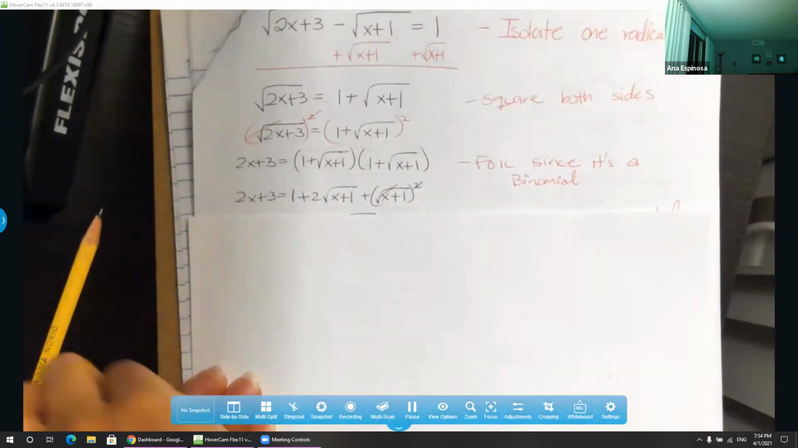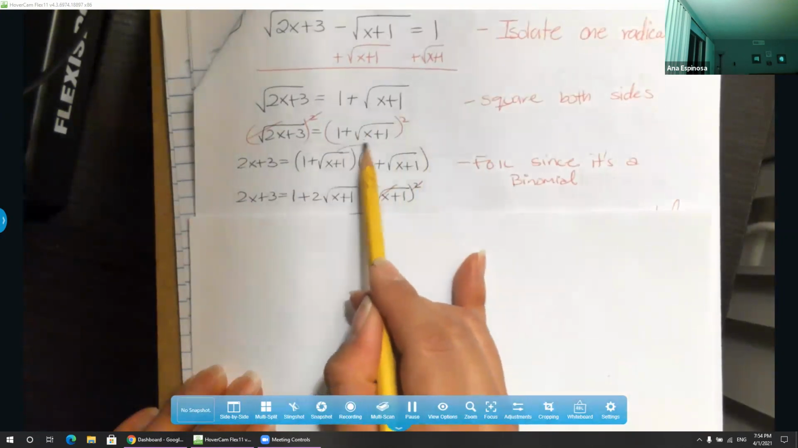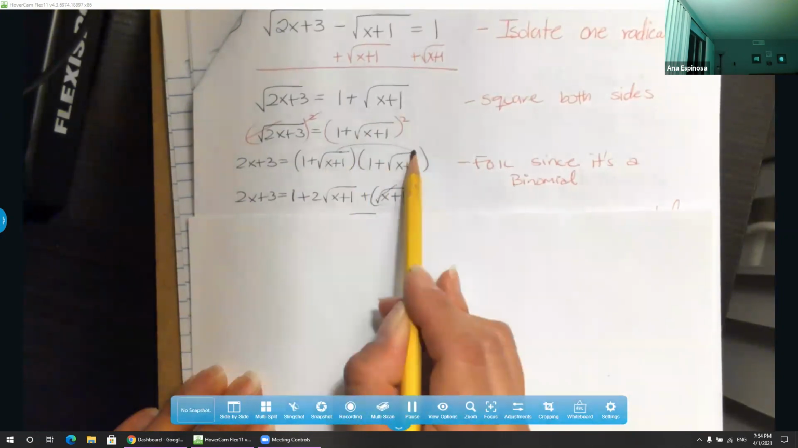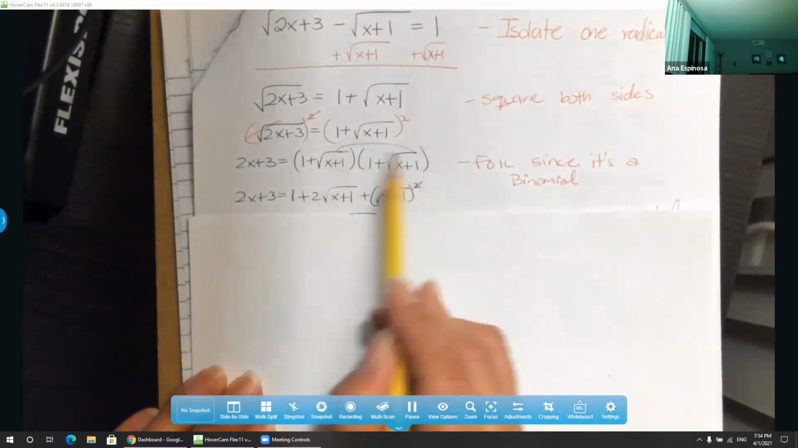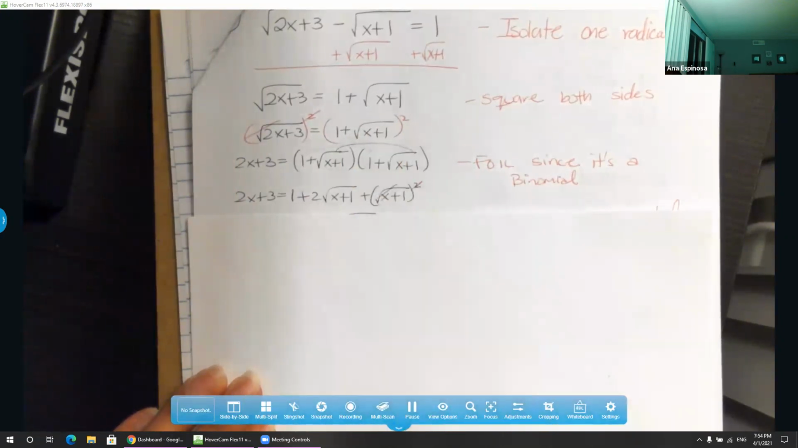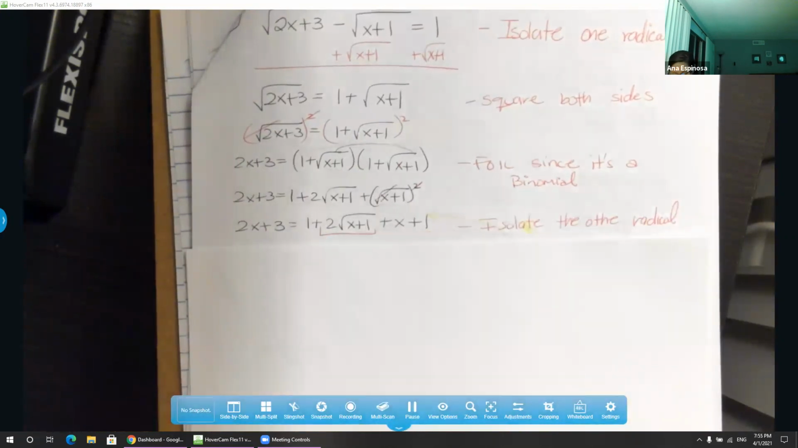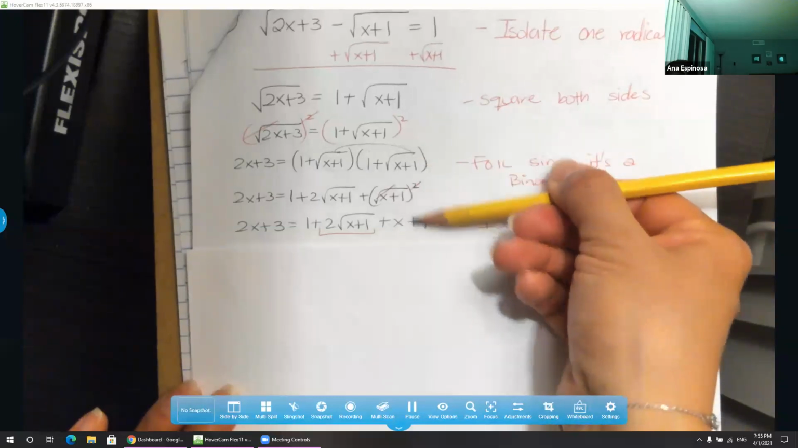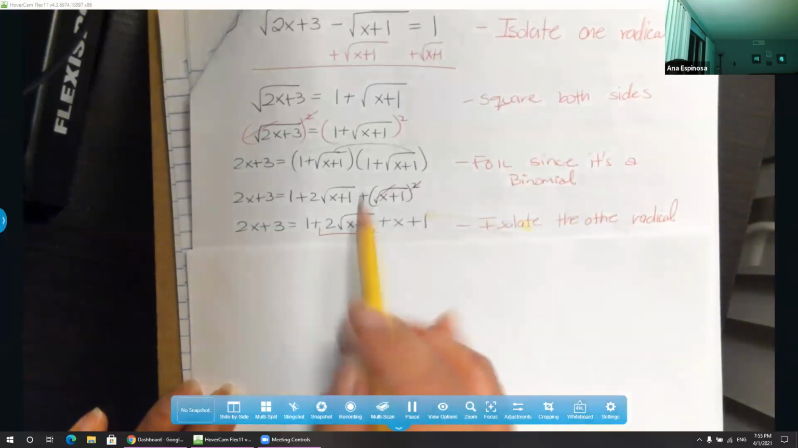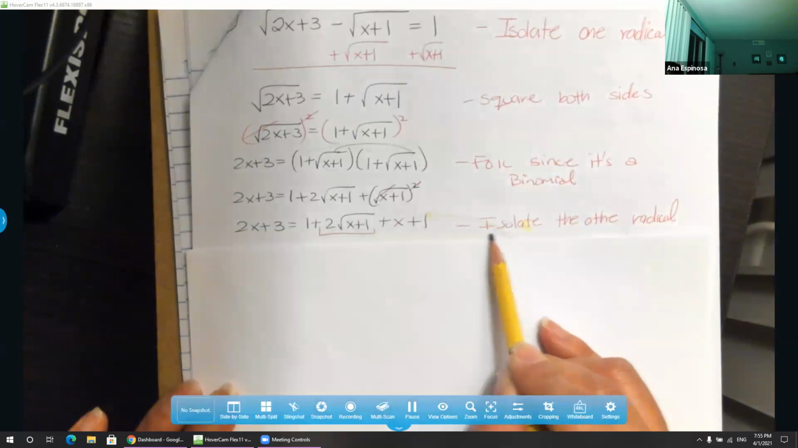Okay. When I multiply the last one, these cancel because there's 2 of those. So the square and the square and the radicals cancel. So this is what I have left. Okay. So I got it to disappear on this side. I still have another radical left. That's okay. So I'm going to isolate the other radical.